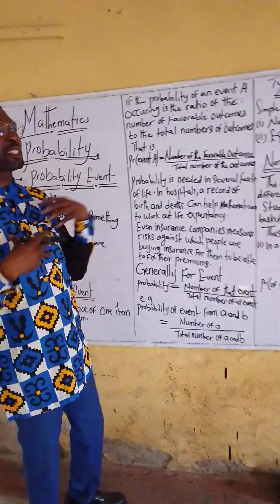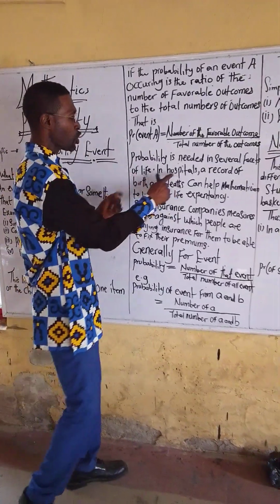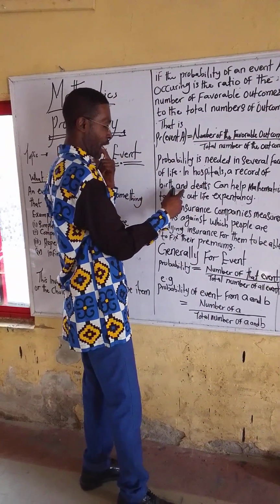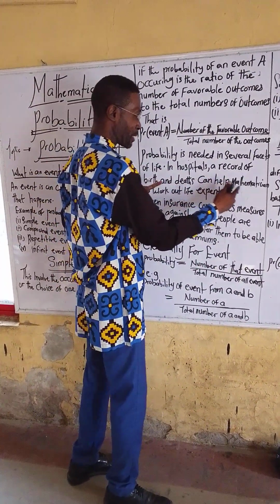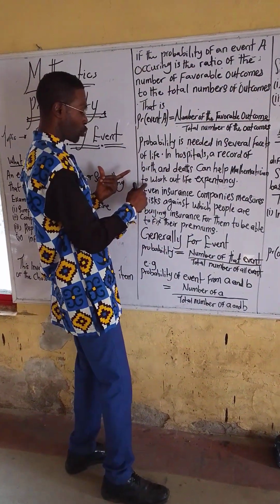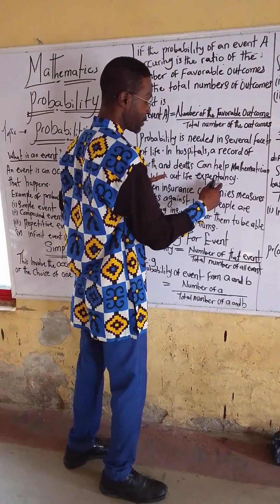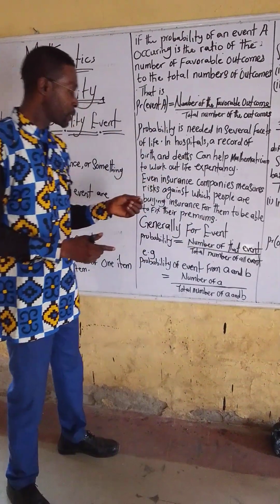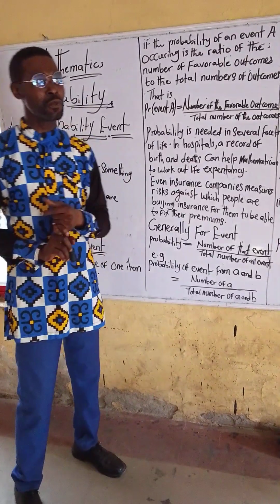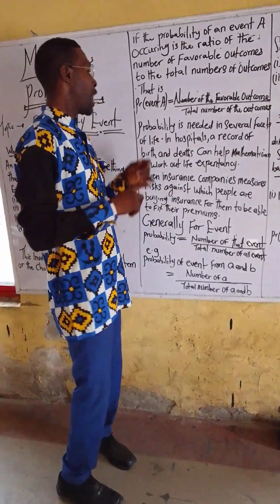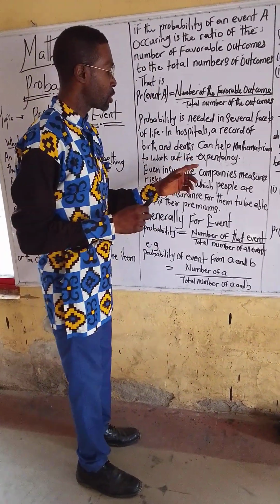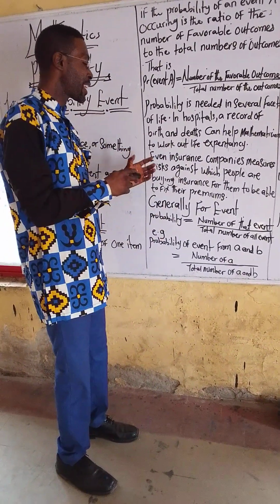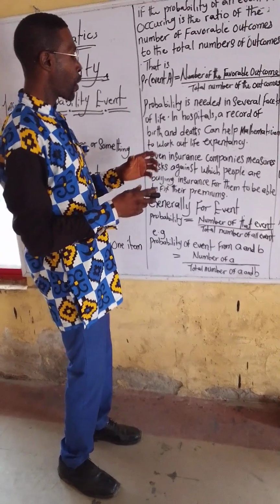We all know that we need probability in several phases of life. For instance, in hospital, a record of birth and death can help mathematicians to work out life expectancy. In the infirmary, which means hospital, probability also helps mathematicians to record the rate of death and the rate at which people give birth, working out the life expectancy of it.